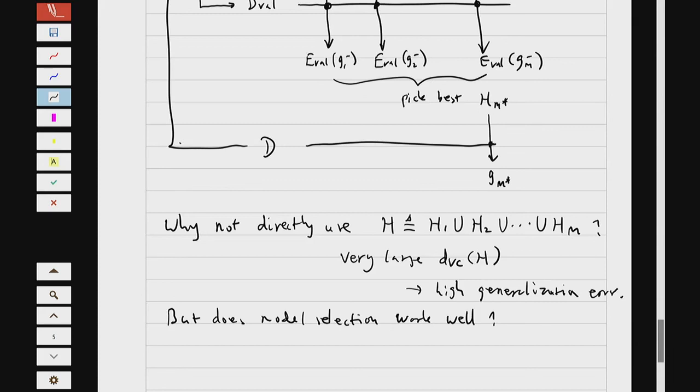It's just because you have more hypotheses, so it's a more complex model now. I thought d_VC was only for binary data. Yes, but this is a rough idea. If this is classification, then you can talk about d_VC.